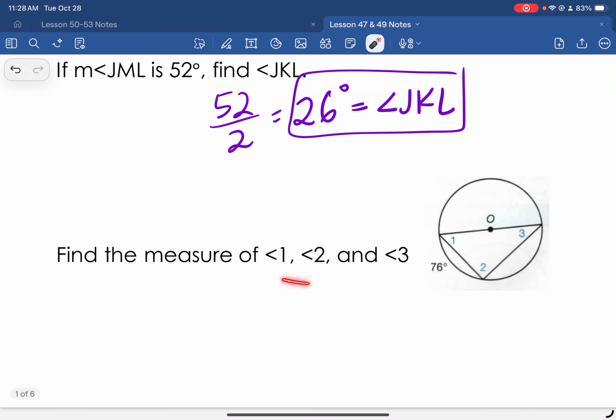All right, there's one more question over here to the left. It says to find the measure of angle 1, 2, and 3. So this is like a logic puzzle. You need to take a look at it and apply all the theorems that we've talked about to see how you can solve for all 3 angles.